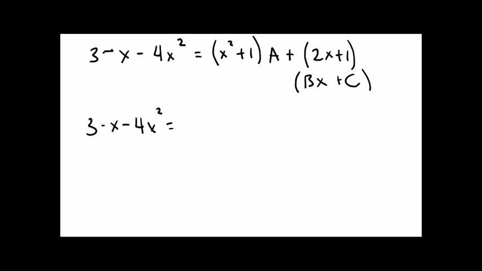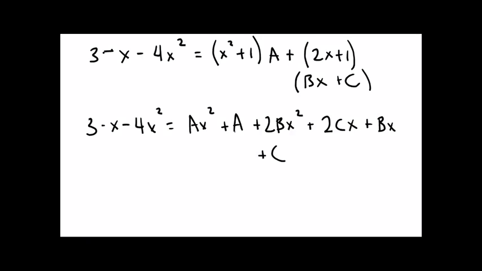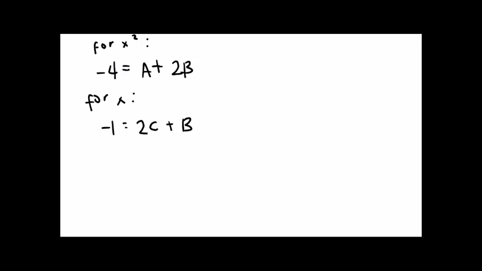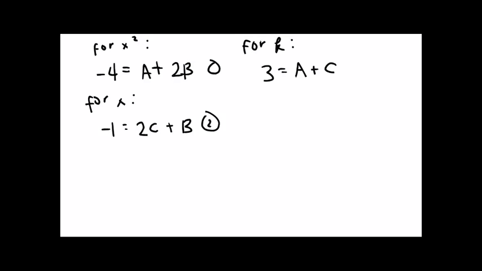Now, we will have 3 minus x minus 4x squared is equal to Ax squared plus A plus 2Bx squared plus 2Cx plus Bx plus C. Now, we have our first equation. Negative 4 is equal to A plus 2B. In our second equation, we have negative 1 is equal to 2C plus B. And in our third equation, we have 3 is equal to A plus C.